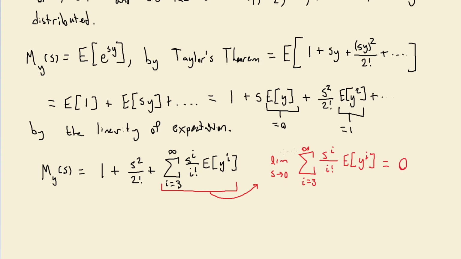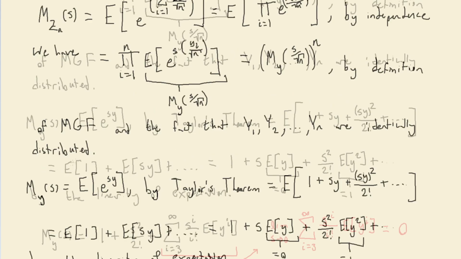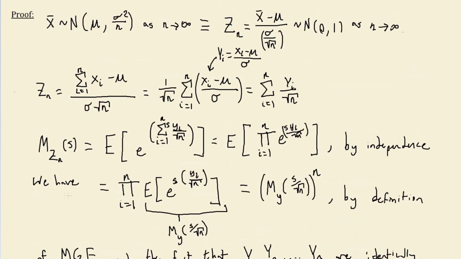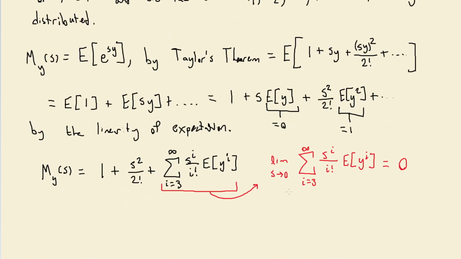And so the reason that we want to know what this limit is, is because we're not actually interested specifically in the moment generating function of y evaluated at s. We're interested in the moment generating function, if we recall from up here, of y evaluated at s over the square root of n. And ultimately what we're going to be doing is taking the limit as n goes to infinity, and so the limit of s over the square root of n as n goes to infinity will be equal to 0. And so this is going to become relevant.